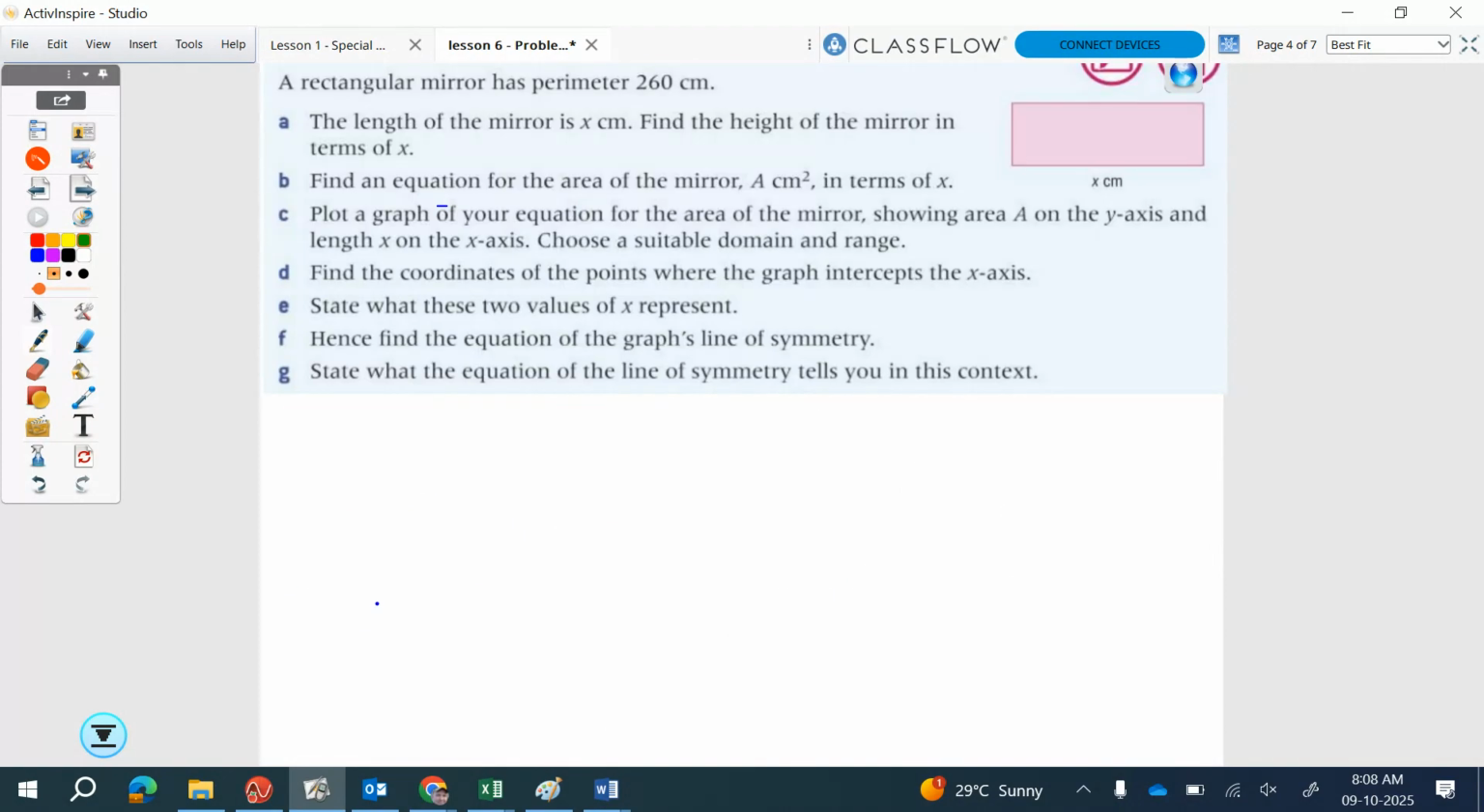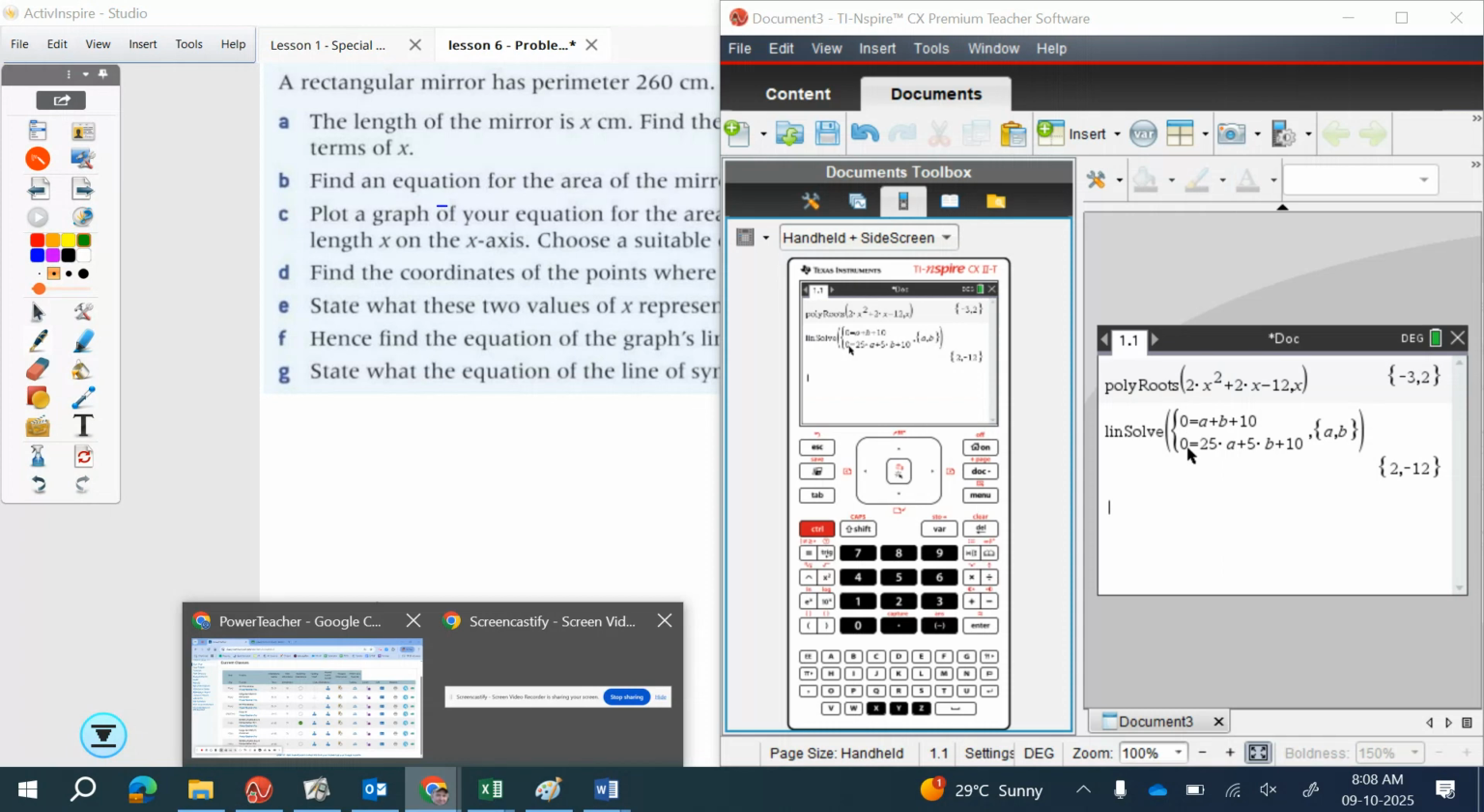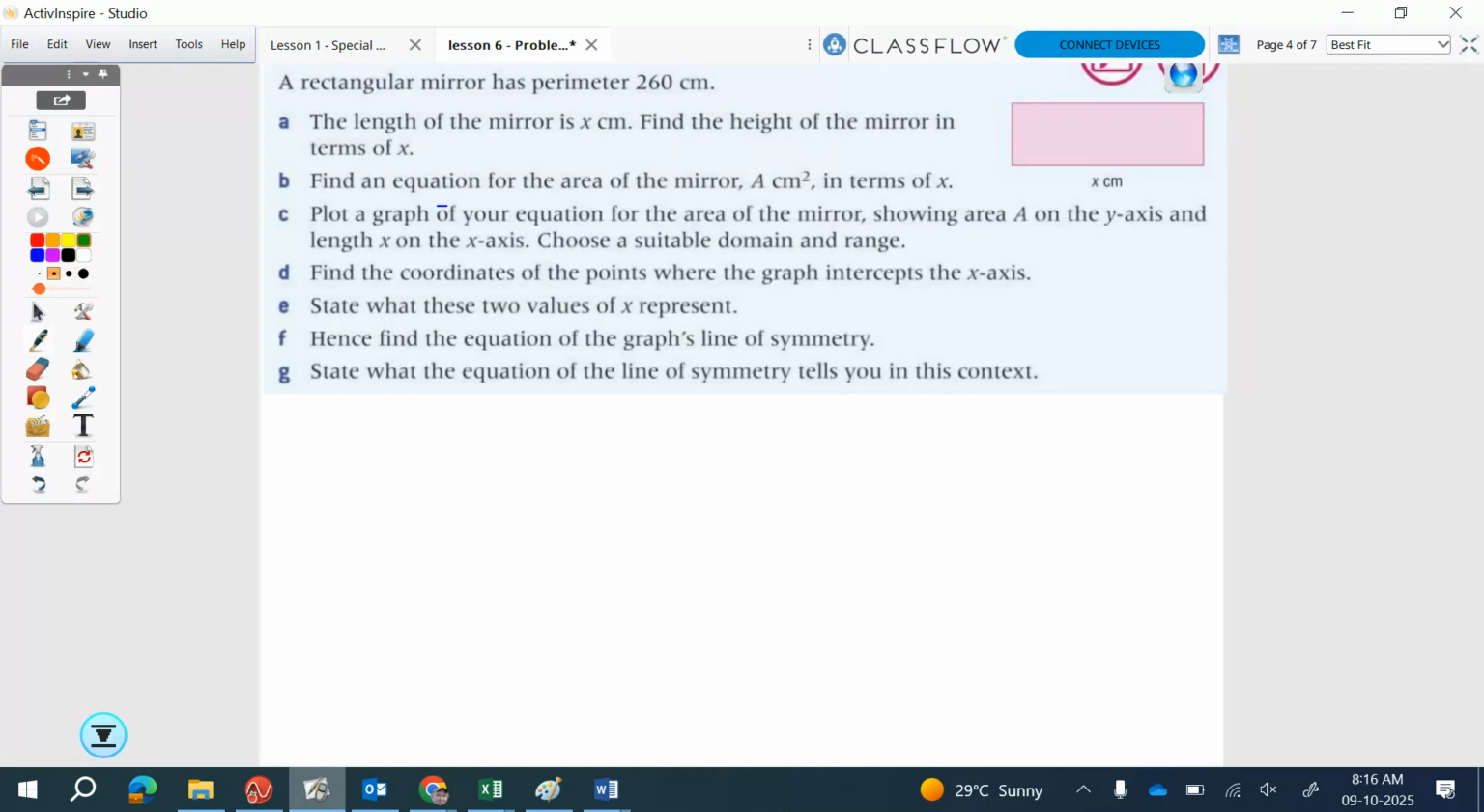Okay, have a go at this one, it's a bit more wordy. So with this one, we need to find an equation for the height. I'm going to call the height y. It tells us here that the perimeter is 260. So for A, we can say that 260 is the perimeter, and that's going to be made of 2x plus 2y.